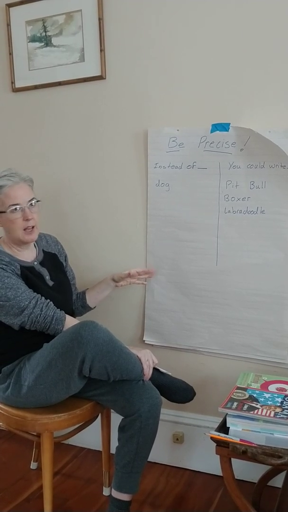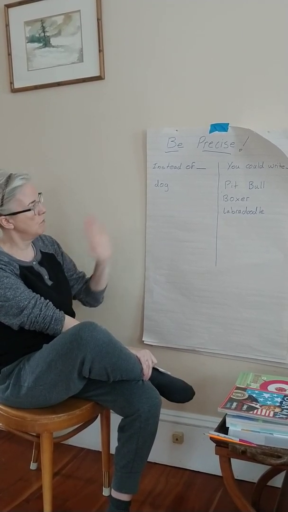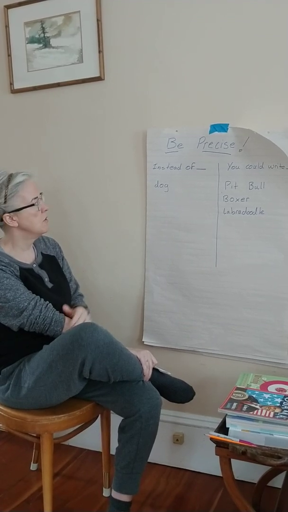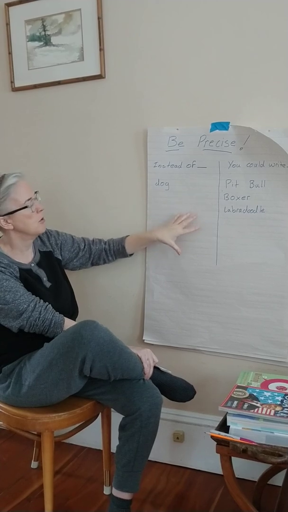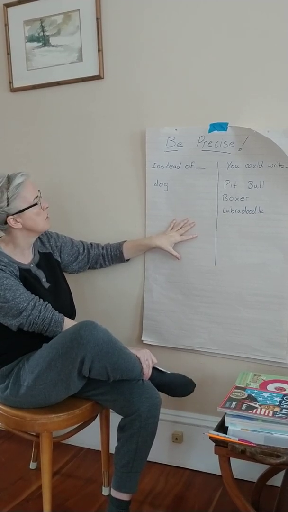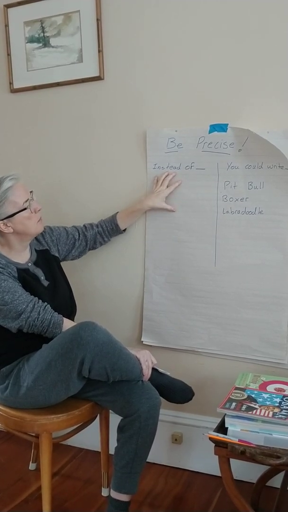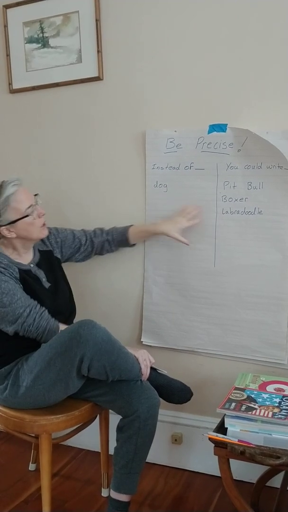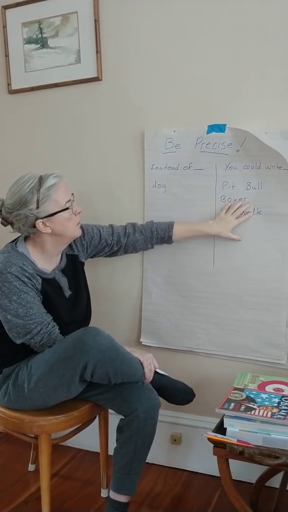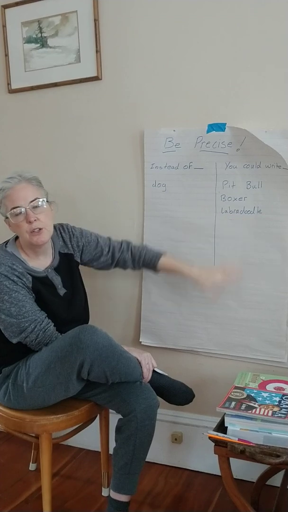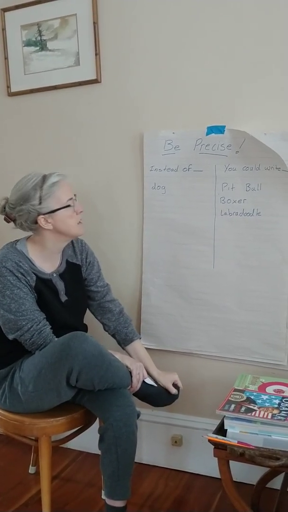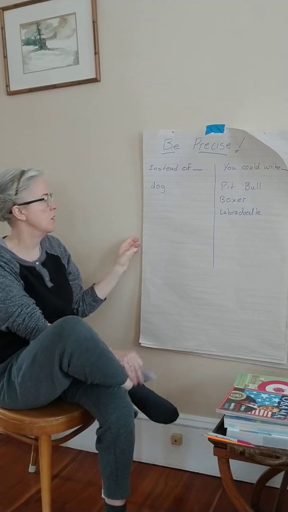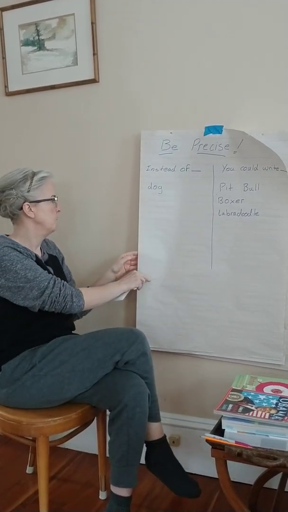I haven't made these anchor charts very attractive. I just wanted this to be more focused on teachers, but you could add in some pictures here. You could have kids write this to make it look more attractive so students found it nicer to look at. But here's a little example. Instead of dog, you can write pit bull, boxer, labradoodle. You need to teach students to be more precise in their use of words when they are writing.